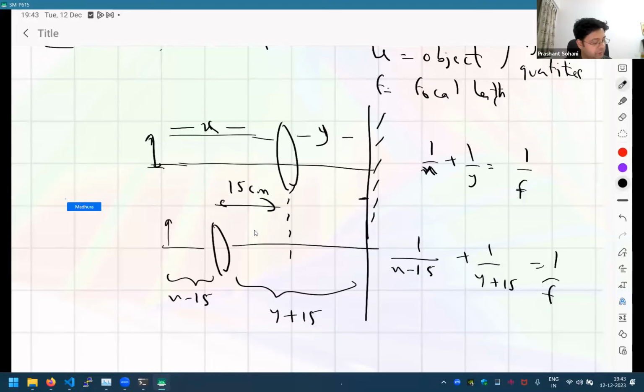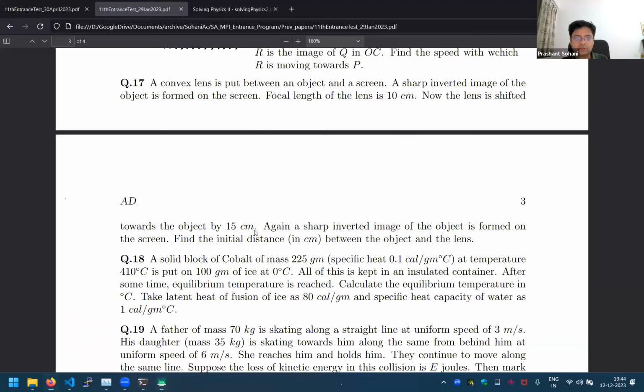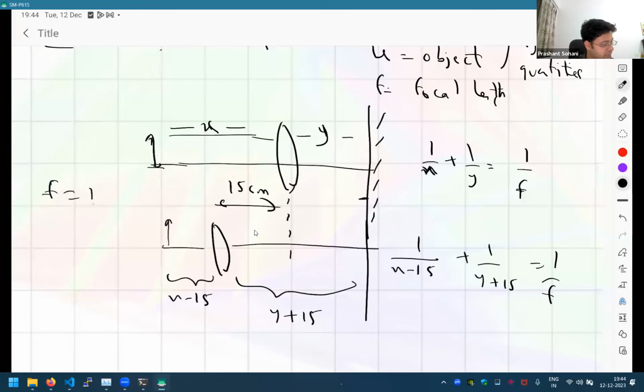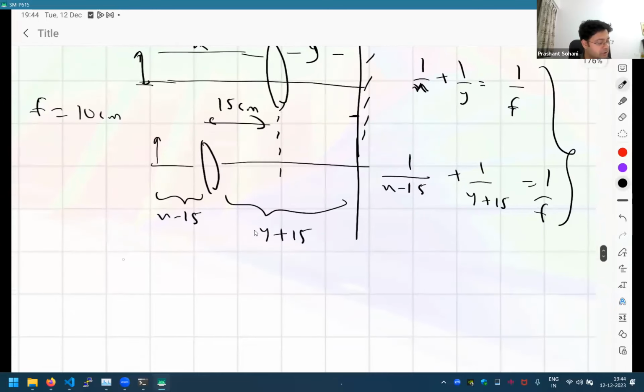Okay, and the focal length of the lens is given to us, right? F is given as 10 centimeters. Okay, so now if you replace f by 10, this is just a system of two equations and two unknowns, right? So we should just solve it as a simultaneous equation.